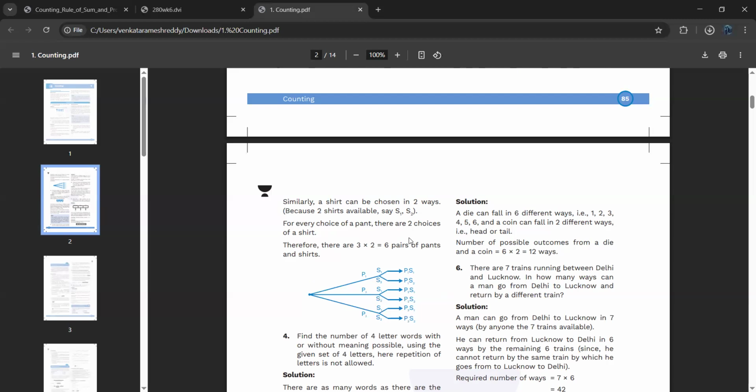Like that, if you do this for three pants, two into three, we have six pairs of pants and shirts. How? P1, P2, P3 are the pants. For every pant, we have two choices. So he can wear P1 S1 or P1 S2, then the next choice P2 S1 or P2 S2. Like that, we have six pairs of pants and shirts. So that is the answer.